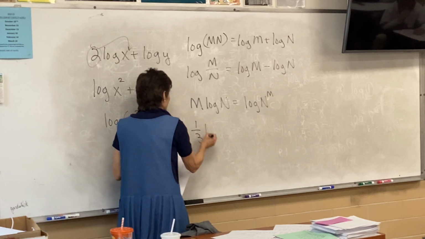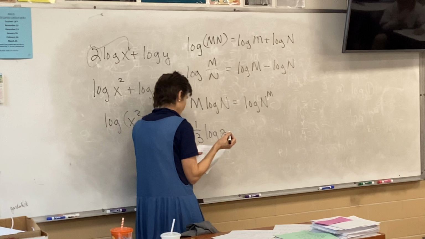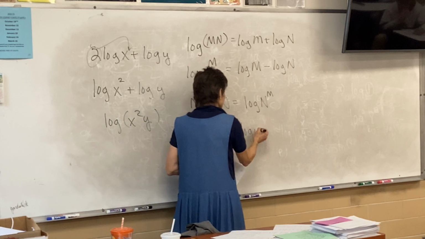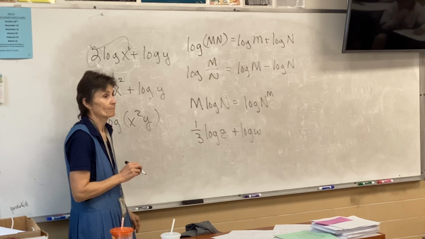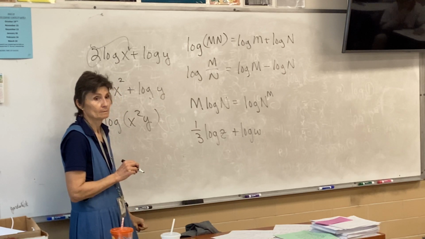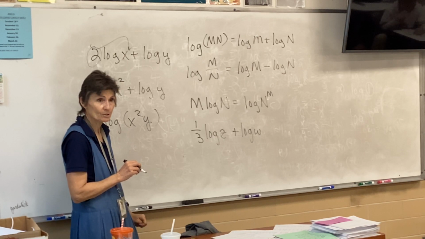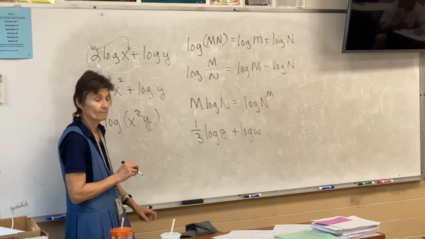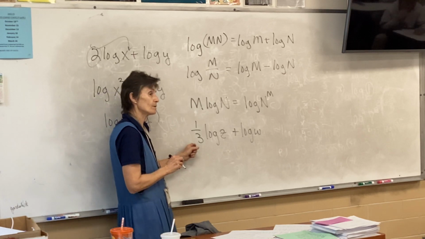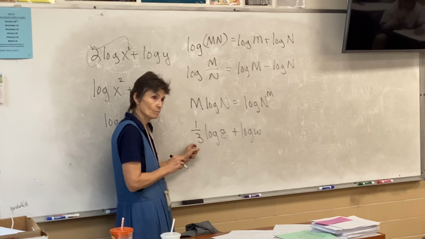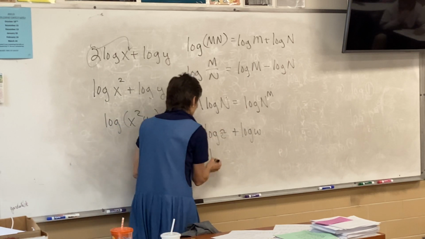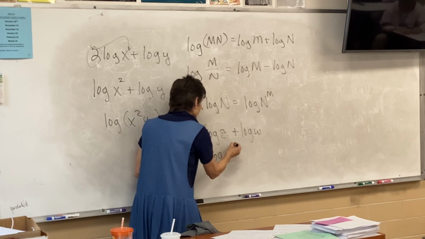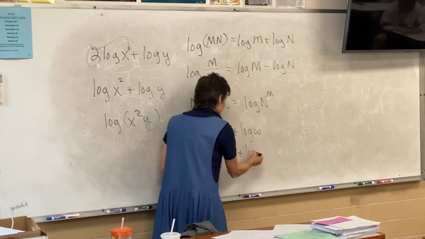One third log z plus log w. Well, this is kind of the same as what we just did. What do you think we'll do first? No thoughts about what to do first? What do we do first over here? Do 1/3. So we gotta take care of that 1/3. Where does he go? Exponent. He becomes an exponent on z. So log z to the 1/3 plus log w.